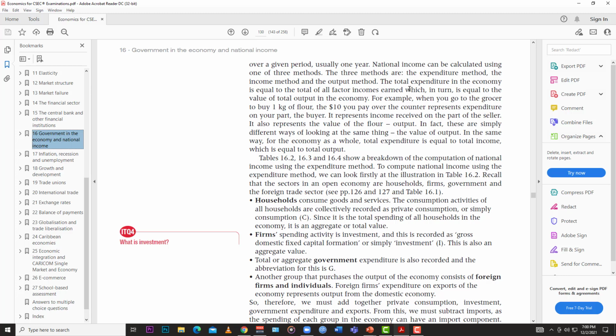That is expenditure for you, the buyer. But that $10 represents income for the shopkeeper. So you see how it would be equal. If I'm going from the expenditure method, I get $10 because that's what you spend. If I'm going from the income method, then I get $10 because that is what the shopkeeper got for income from me. And then the flour that I'm buying, the value of that flour is $10. So the value of that output is also $10. So that is why the three different methods should equal the same value.